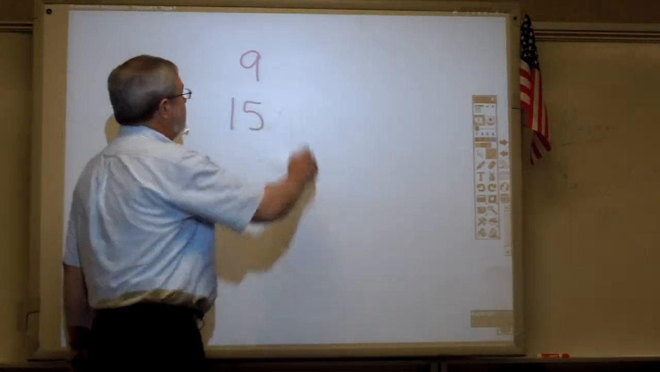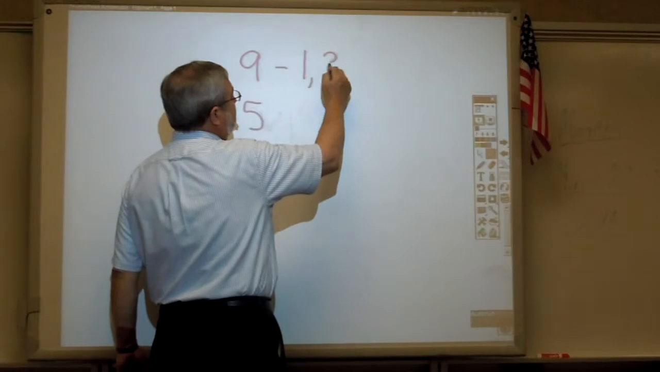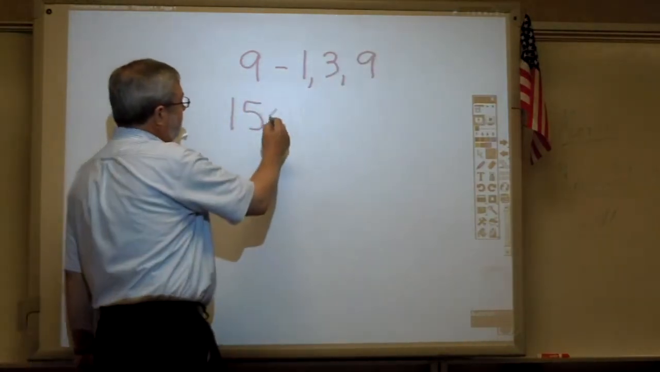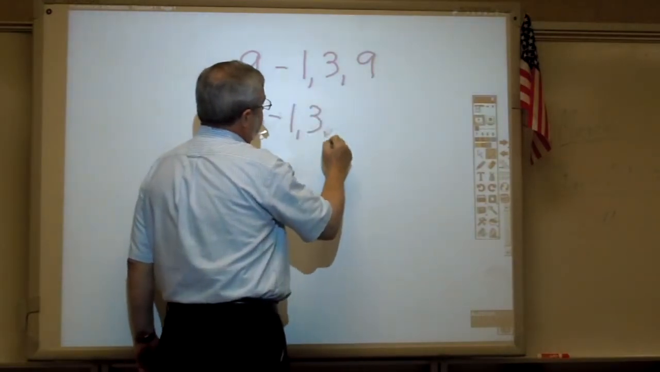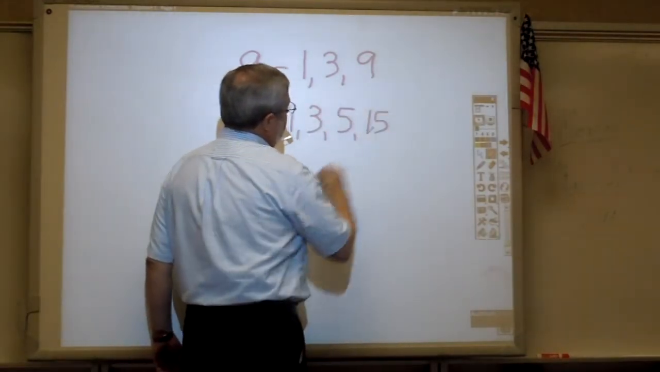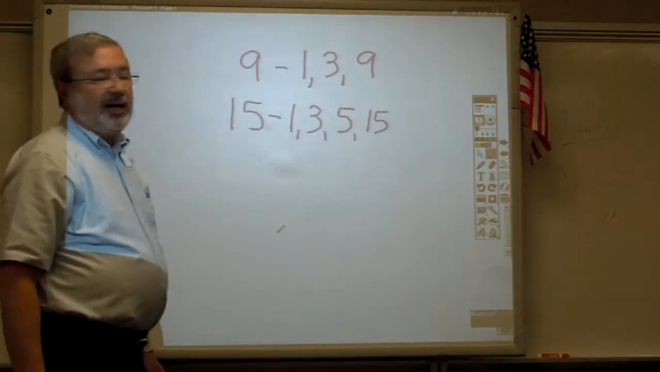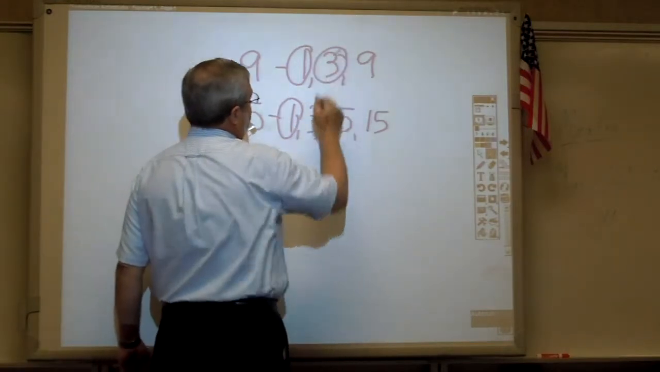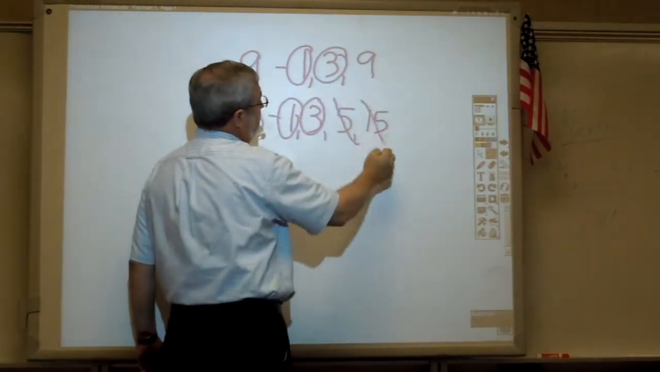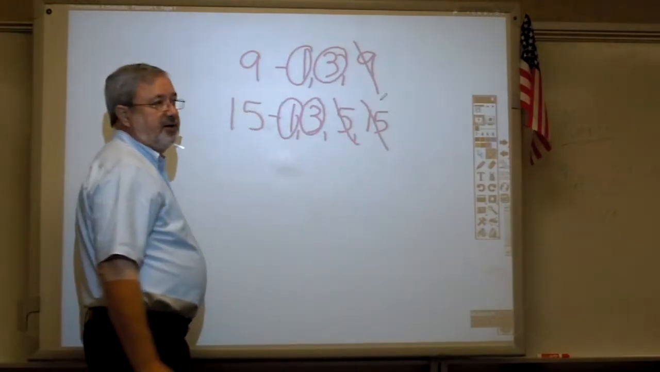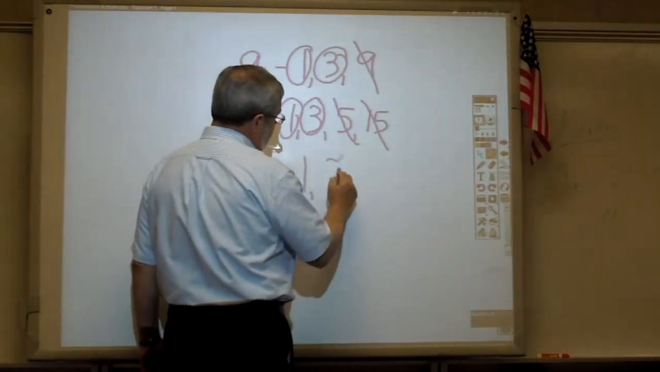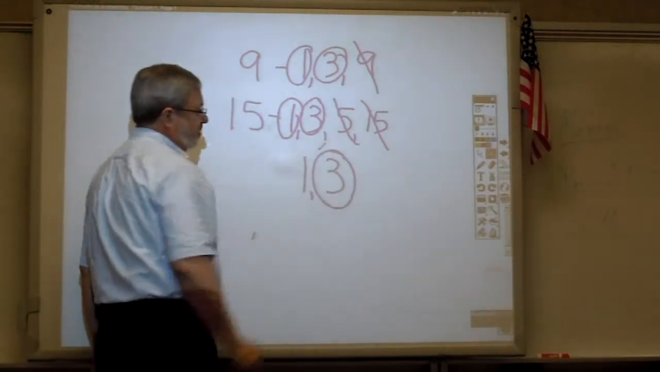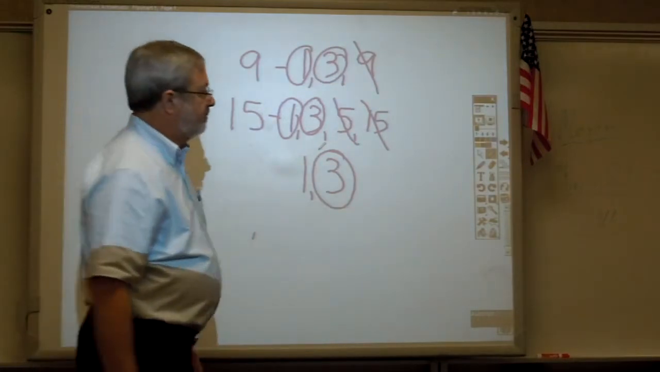Okay, let's see how we did on that one. 9, of course, we've already done a couple times. That would be 1, 3, and 9. My factors of 15 would be 1, 3, 5, and 15. So now if I go back and pick common factors, 1, of course, as we always say, and then 3 is common to both. The rest of these are no good. So my common factors of 9 and 15 are 1 and 3. My greatest common factor, of course, is 3. And hopefully that's what you had on your paper.